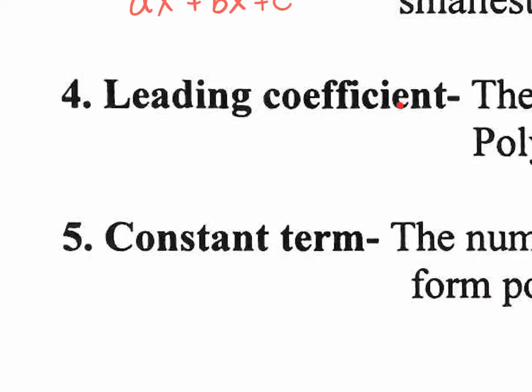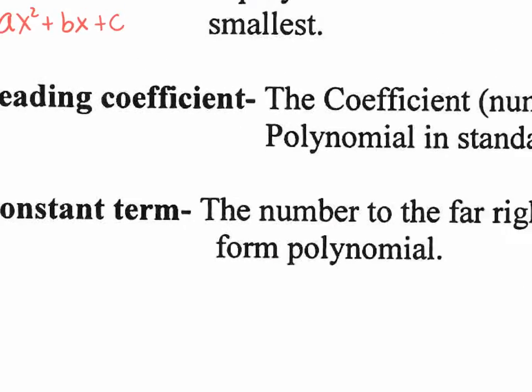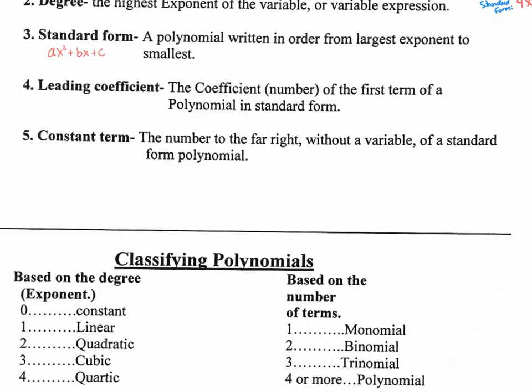Now, the word coefficient, we've used this word before. Coefficient is simply the number that's in front of your variable, right? So if I told you, what's the coefficient of 3x? The coefficient would be 3. Coefficient of 5x? The coefficient would be 5. So the leading coefficient is going to be the number that's out in front of the variable when your polynomial is in standard form. Let me repeat that definition: the coefficient, or the number, of the first term of a polynomial in standard form.